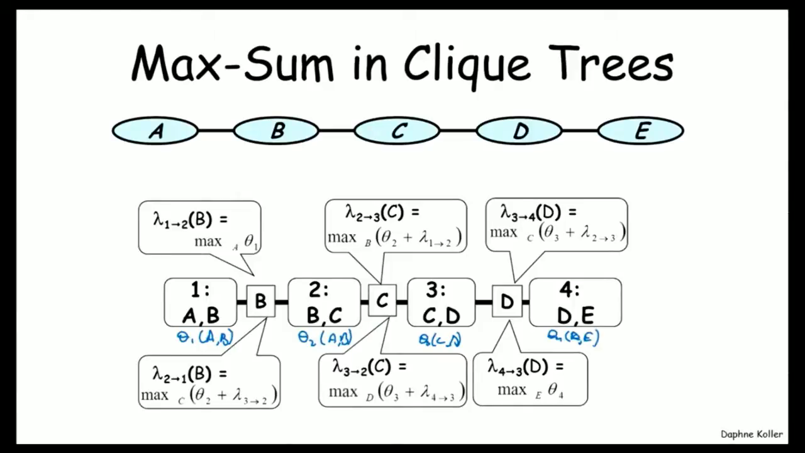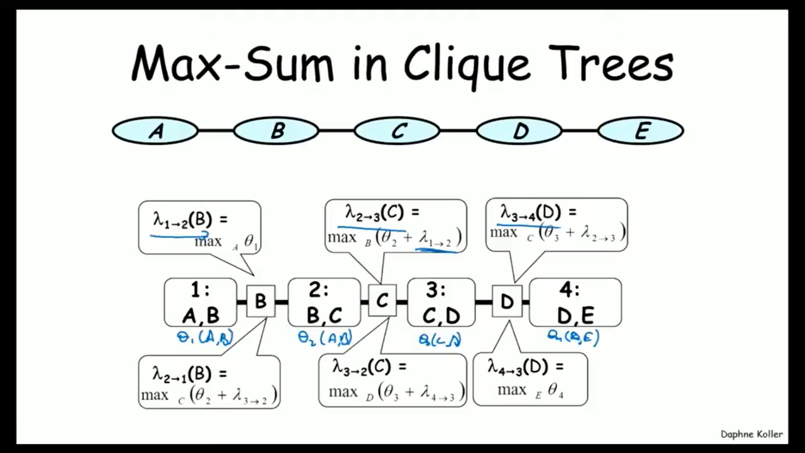And all of the properties that we said hold in the context of sum product clique trees hold here as well. First, notice, for example, that once this message lambda 1,2 is sent, it never changes again. It's defined once and for all. Lambda 2,3, once it receives the message lambda 1,2, it too has stabilized and will never change. And similarly for lambda 3,4.